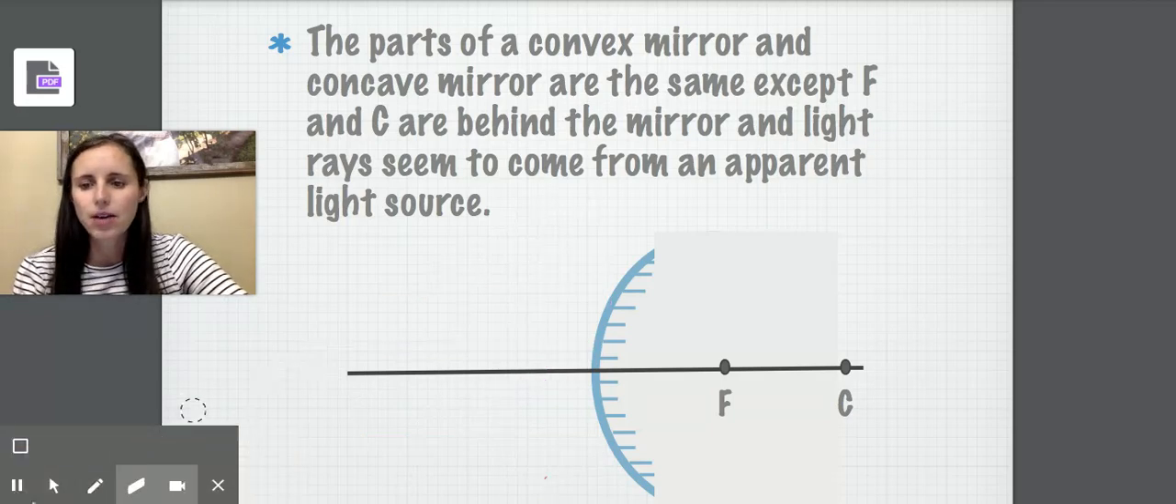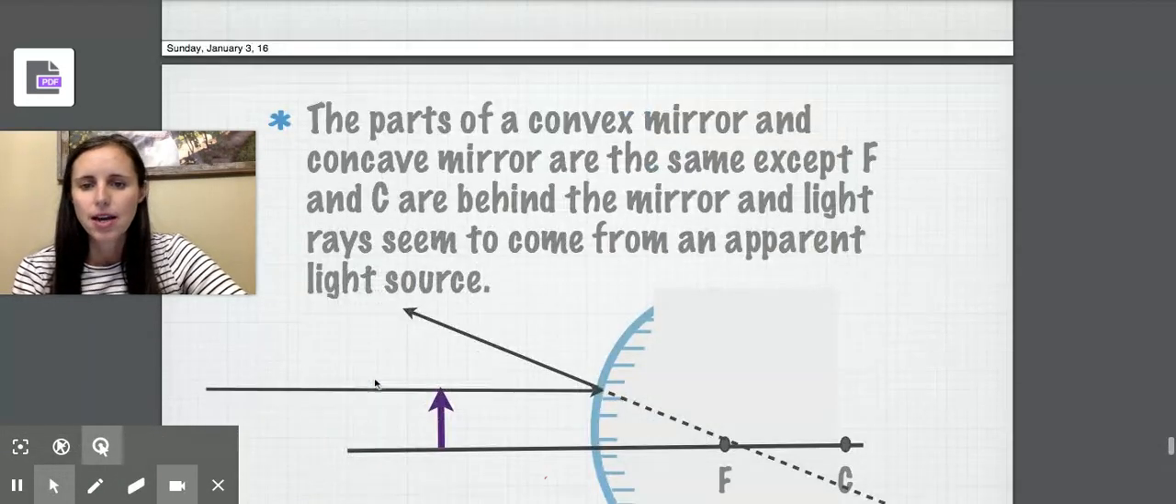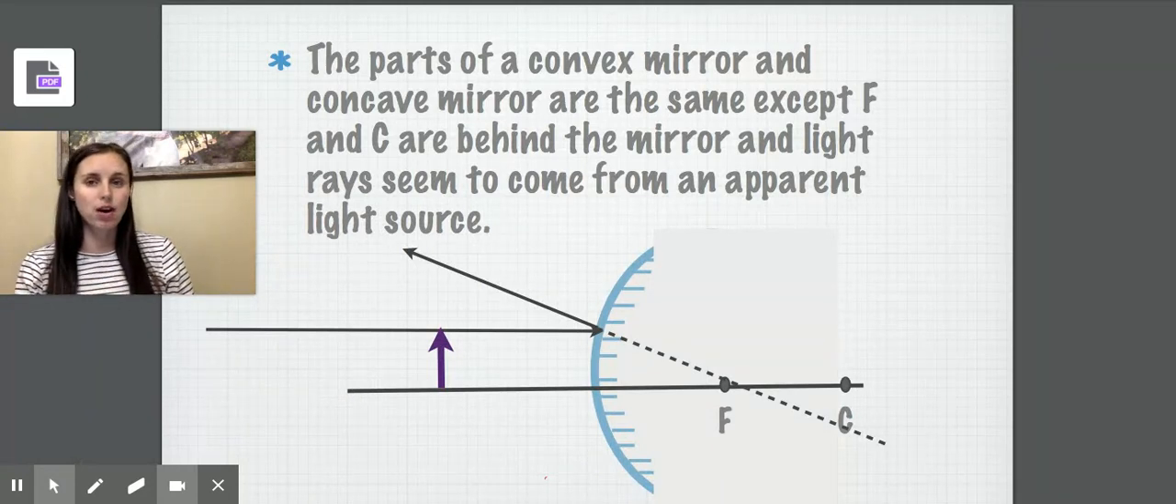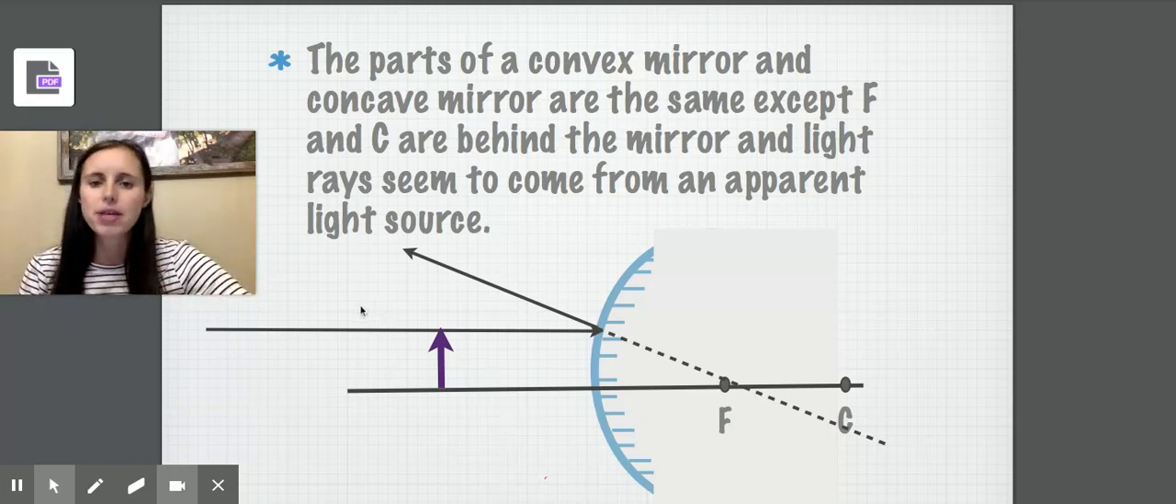All right, so now that we understand why F and C are on the opposite side, let's just get right to it. Let's get to our different rules. So the good news is the 4 rules that we had on the last mirror are the same 4 rules. If I go in parallel, I'm going to come out through F. If I go in through F, I'm going to come out parallel. If I go in through C, I'm going to come out through C. And if I hit the vertex, my angle of incidence is going to be my angle of reflection. So it's going to be the same rules, but again, we're going to diverge. So we're going to go in the opposite direction.